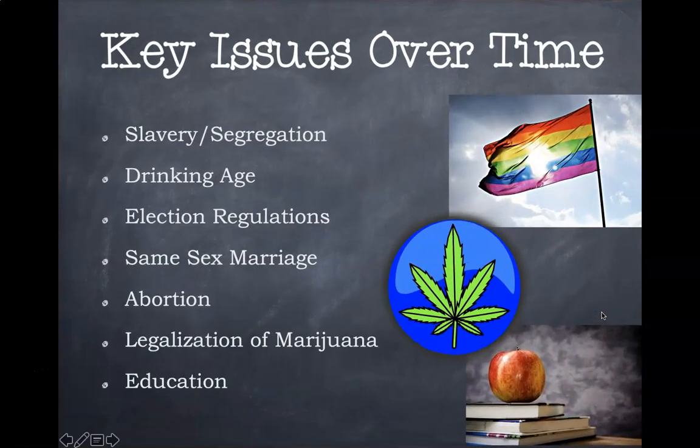Key issues over time. So these are some of the issues that have come up over time with the issue of federalism. These are issues that the federal government and the states argue over all the time. Slavery and segregation was a major issue. You've also have the drinking age, election regulations, same-sex marriage, abortion, legalization of marijuana, and education.